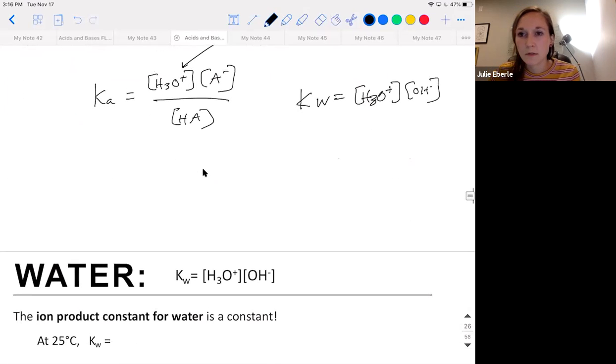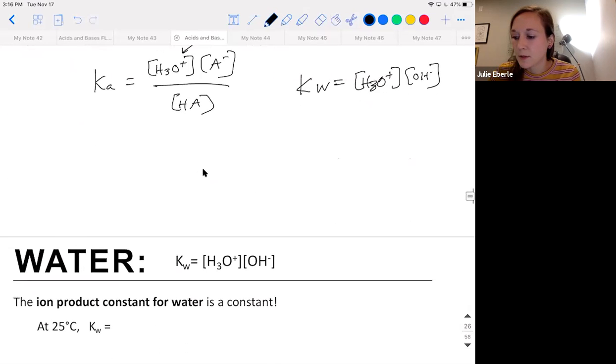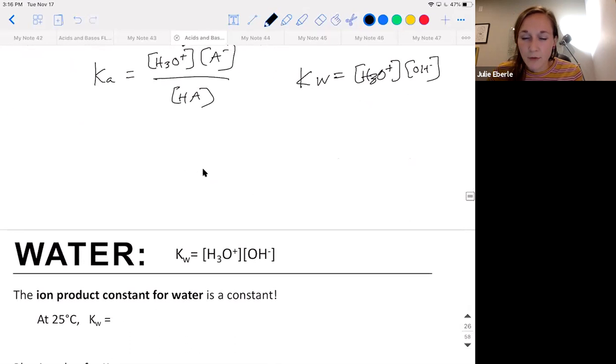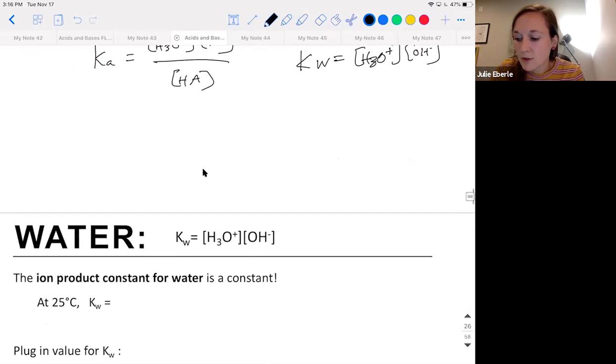All right, so let's hone in a little bit more on Kw. There's a value for this. Remember, these numbers are constant and they're unique to their substance. So Ka is unique to whatever weak acid you're talking about. Kw is specific for water, and the value at 25 degrees is 1 times 10 to the minus 14. I told you it was very, very small.